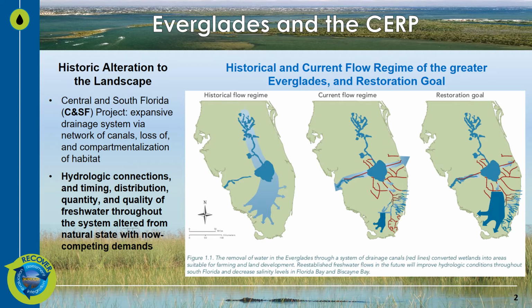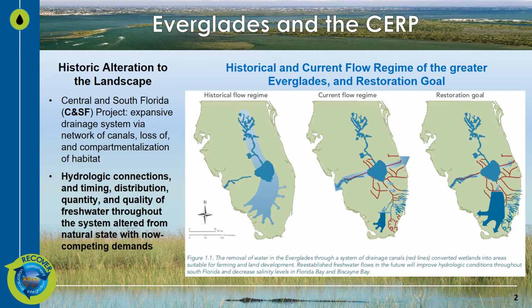The Central and South Florida, or C&SF, project followed major hurricanes in the late 1920s, which resulted in the deaths of thousands of people living and working south of Lake Okeechobee. The C&SF project resulted in today's expansive drainage system via a network of canals and levees, which has resulted in the loss of and compartmentalization of habitat and significantly different hydrology compared to its natural state as indicated in the center map.